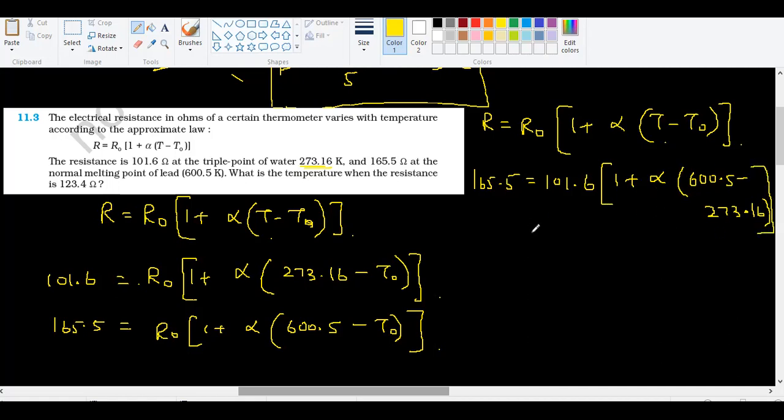So now using this, I'll be able to calculate the alpha. Once I calculate the alpha, I can substitute it again in the same equation. So again, take it down. I'm not going to do the multiplication and division. It's your duty to do it.